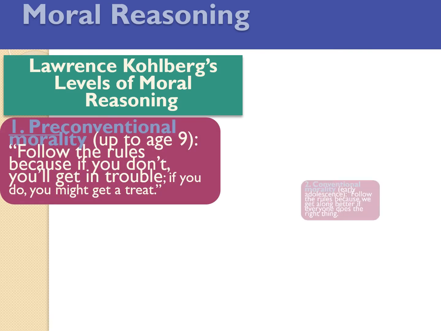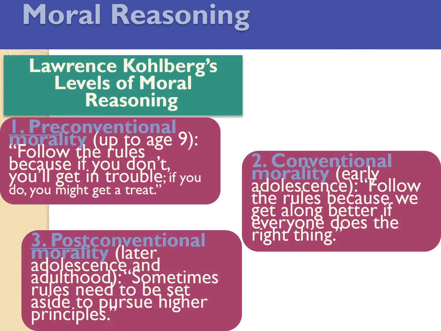Moral reasoning comes next. There are 3 stages to moral reasoning. We have pre-conventional morality up to about the age of 9. I want you to think of that donk-donk sound that happens on Law and Order, because that's exactly what it is. Follow the rules, because if you don't, you're going to get in trouble. If you do follow the rules, you might get a treat. So it's rewards, it's punishment that make up pre-conventional morality.